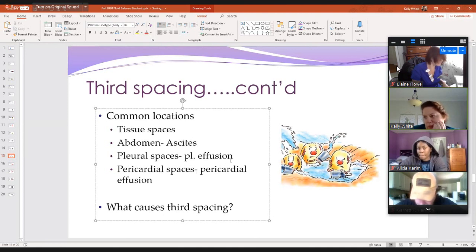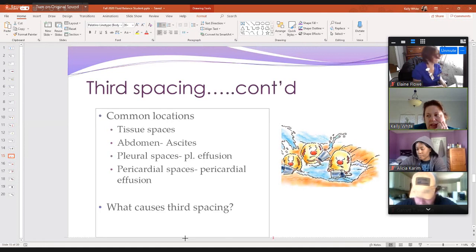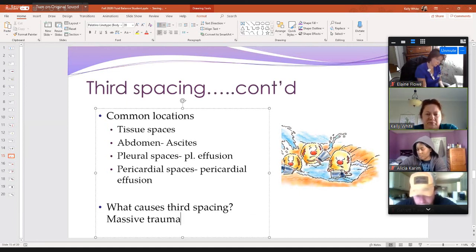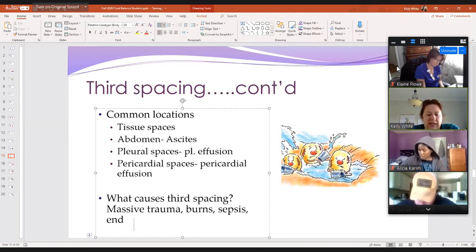Okay. And what causes third spacing? It is typically injury or inflammation that's going to increase that capillary permeability. So you may see it in massive traumas. You may see it in burns. You may see it in that septic patient. And again, in end of life.